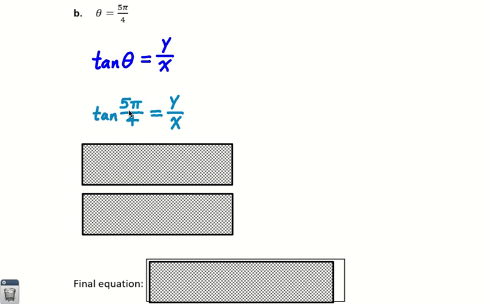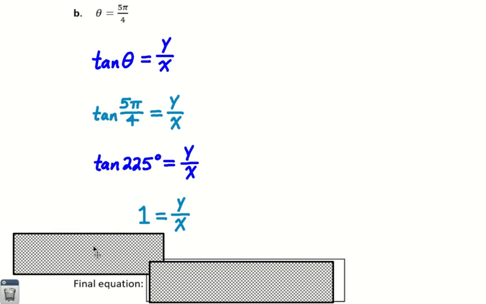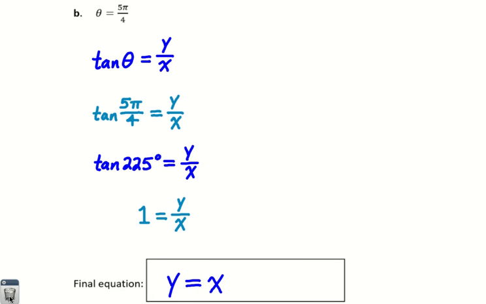And then what is the tangent of 5 pi over 4? You can check your cheat chart. Oh, there I go. You can check your cheat chart and it would just be 1. But remember, you're supposed to solve these guys for what, if you can? Solve it for y. And so your final answer for full pointage is y equals x.